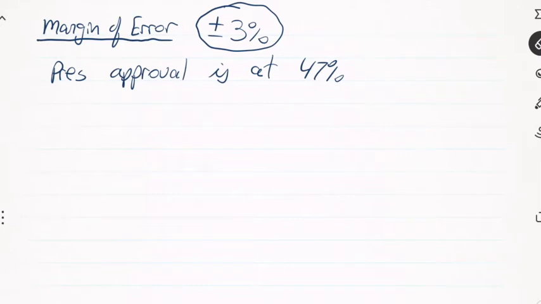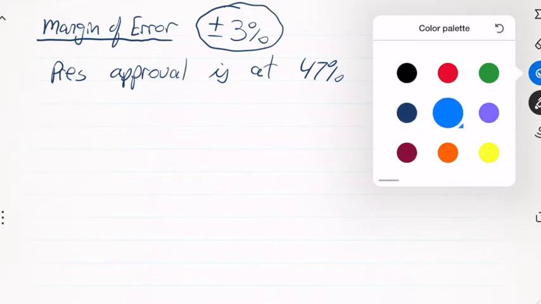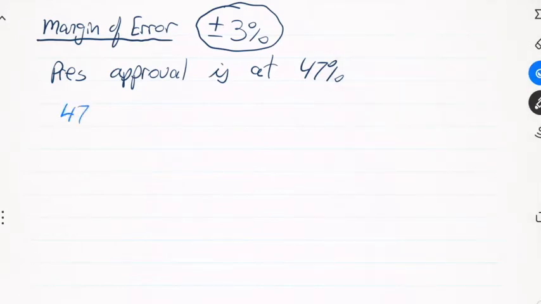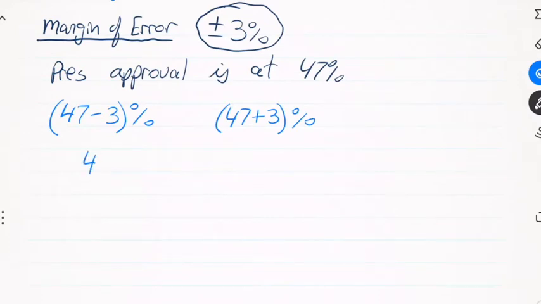All right, so when we say the president approval rating is at 47%, plus or minus 3%, what that means is the low bound is going to be 47 minus 3%, and the upper bound is going to be 47 plus 3%. So the lower bound means that, let's see, this would be 44. So from 44% all the way up to 50% is the true presidential approval rating for the entire country. It's somewhere between these two numbers.